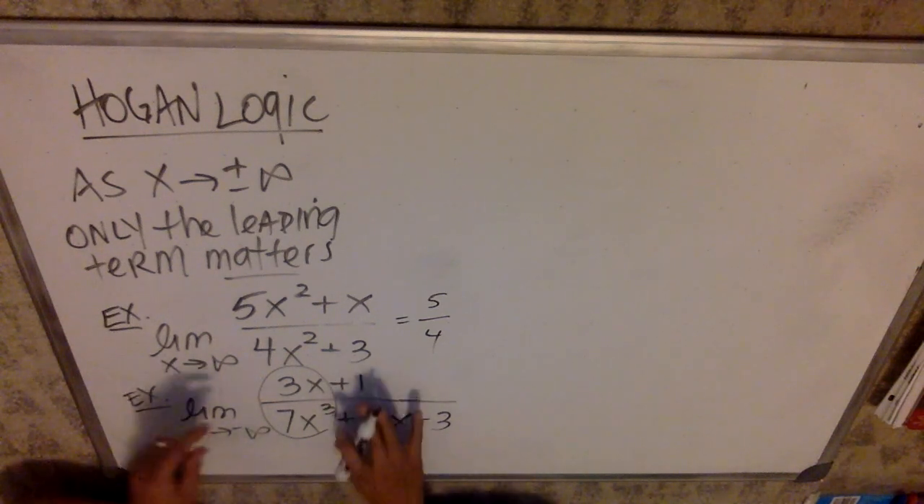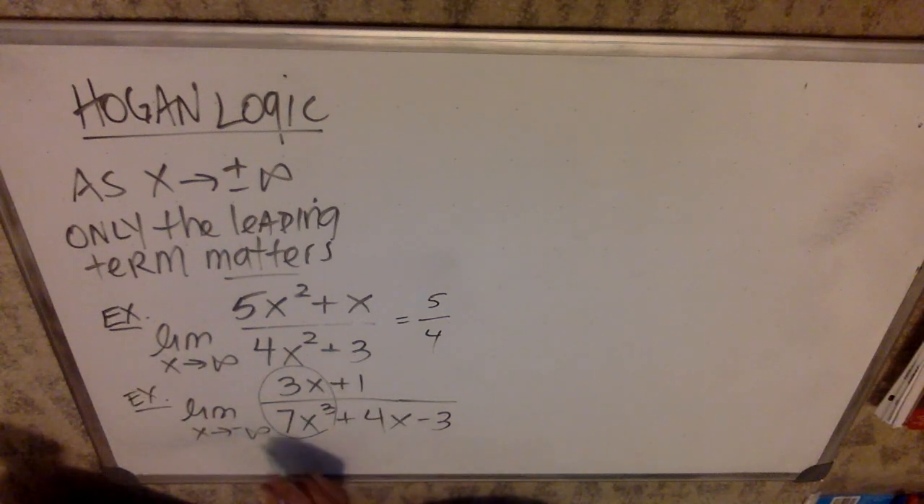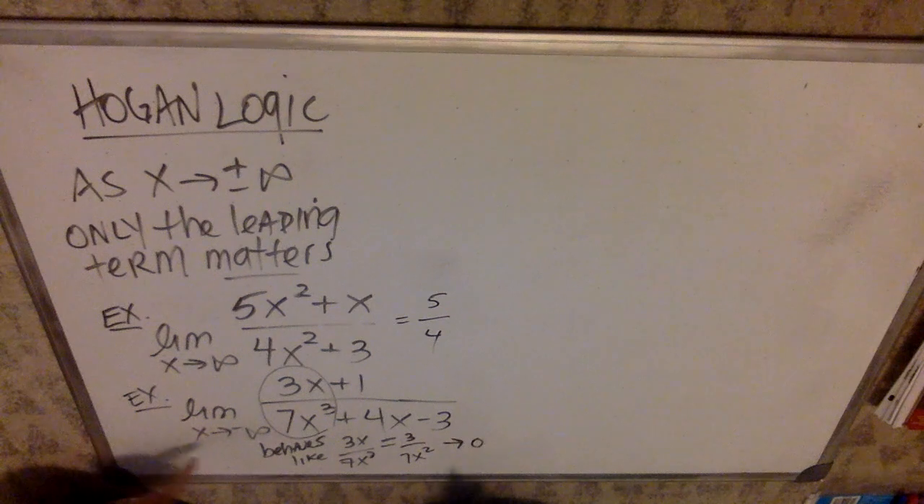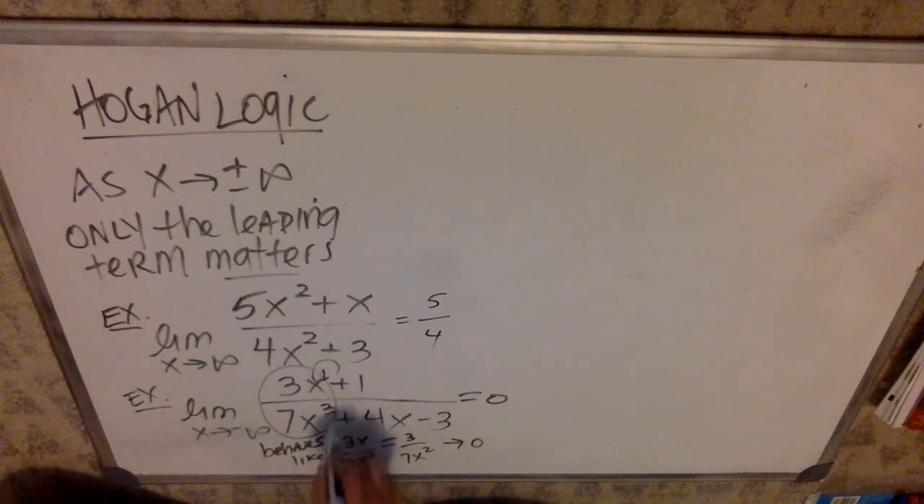So this is not equal to 3x over 7x cubed, but it is going to behave like 3x over 7x cubed. It behaves as if the other stuff does not matter, which would be a 3 over 7x squared, which is totally going to go to 0 because a 3 over something infinitely large would go to 0. And sure enough, that jives with the Algebra 2 stuff that we learned, where if the top degree is smaller than the bottom degree, you end up with a 0.